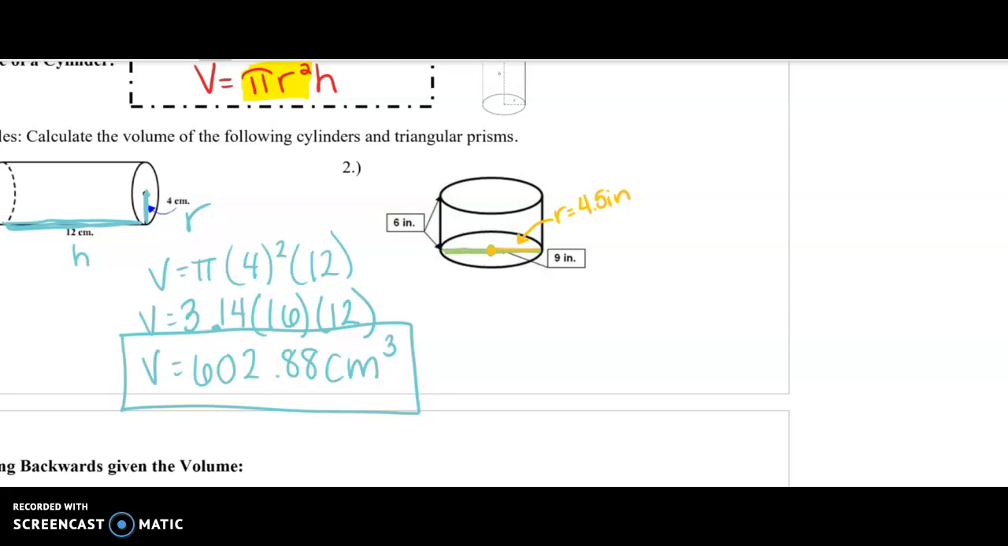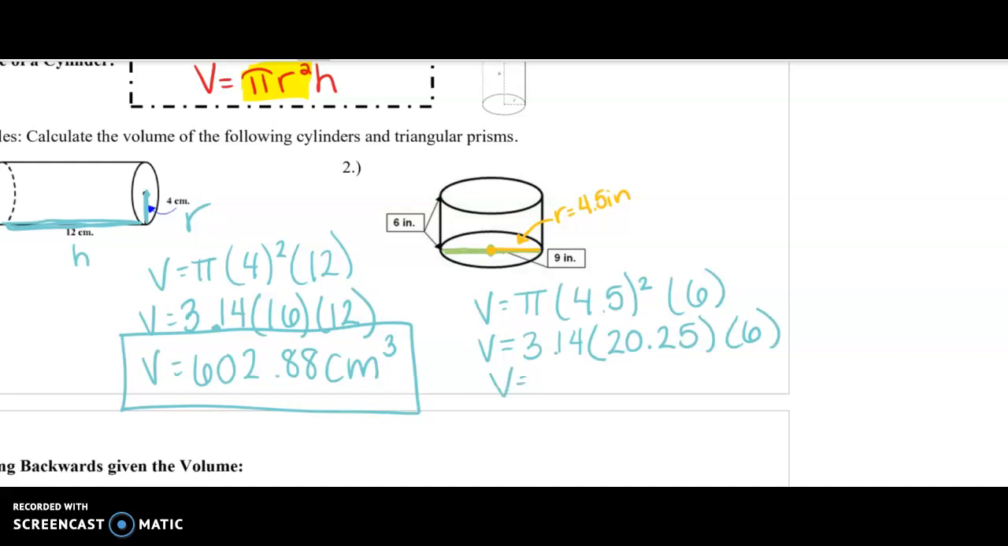All right, so for this one, volume is equal to pi times my radius, which is 4.5 squared, times my height, which is 6. So the volume is 3.14 times 4.5 squared, which is 20.25, and then times 6. So I multiply all 3 of those together. We get 381.51 inches cubed. That would be our final answer.